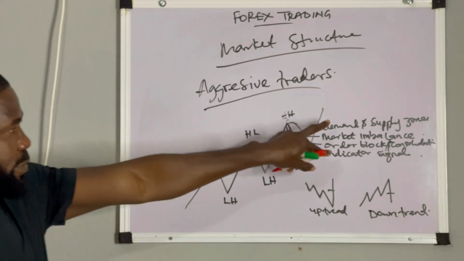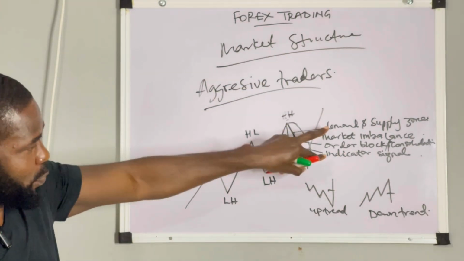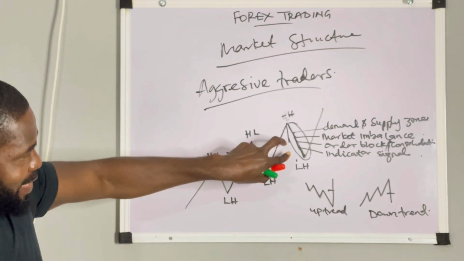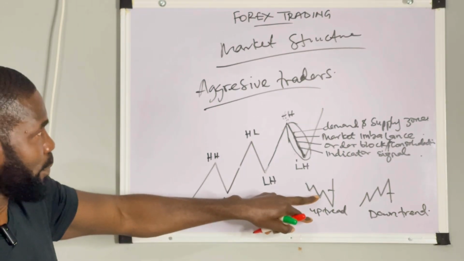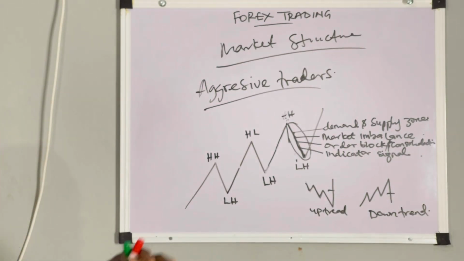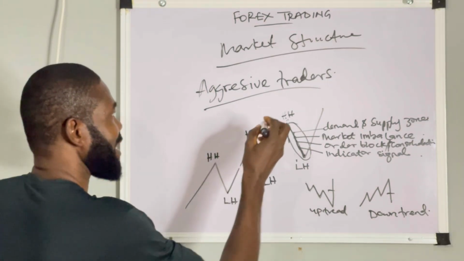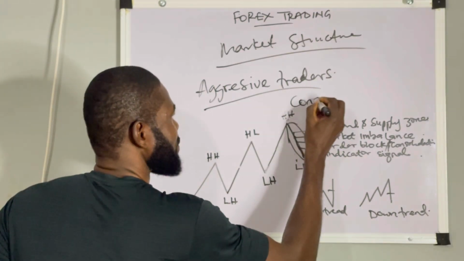Then for a downtrend, the market structure test is like this. So these traders, after the retracement to this point, subject those points to this market structure test before they take their trade. Such traders are known as conservative traders.